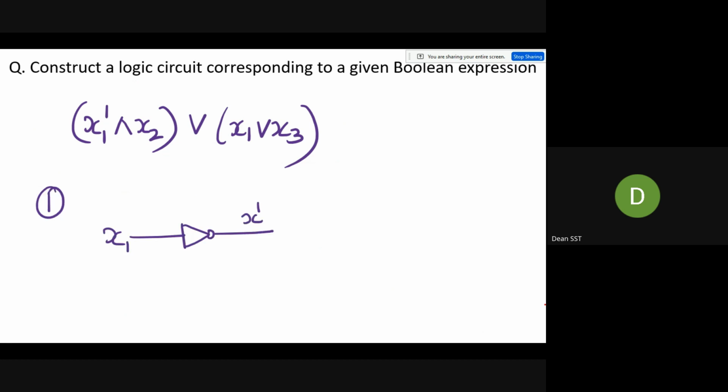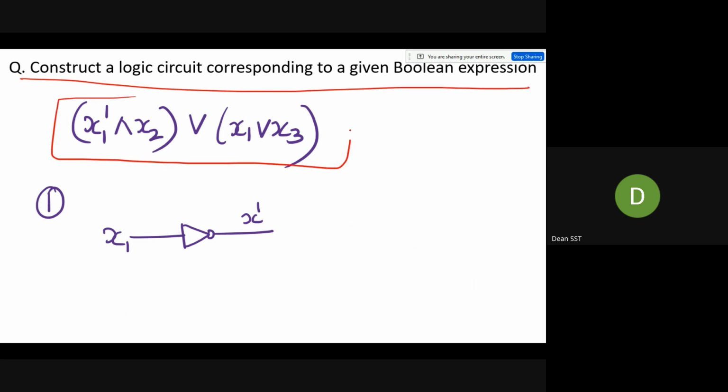Fine. Please try. This is the Boolean expression and you have to create the circuit. Try to create the circuit. Just try. Class, just try. So step by step, I am showing here.